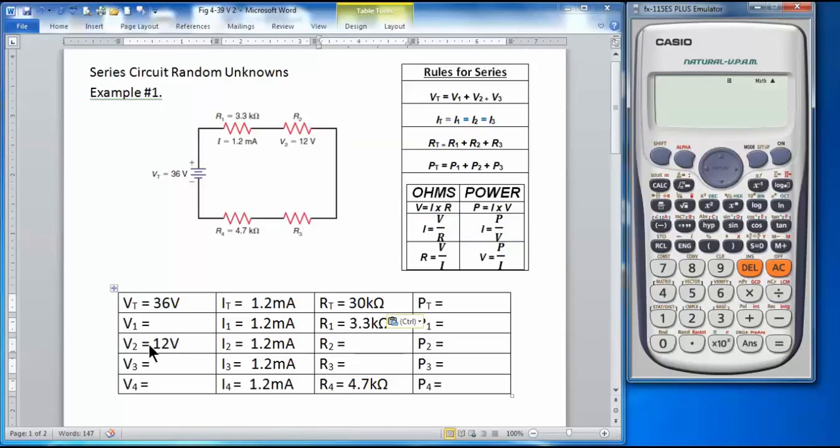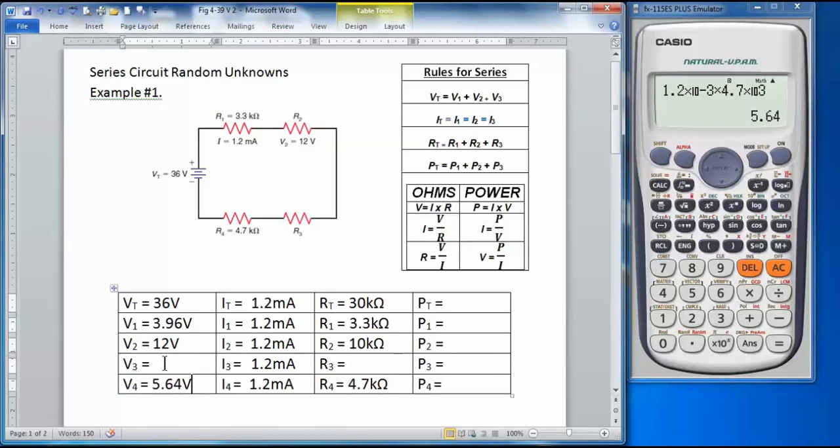The next thing I can solve for is R2. R2 is going to be equal to V2 over I2, as we see right here, V over I. So what is V2? 12 volts over I2, which is 1.2 times 10 to the negative third amps. When I hit equals, it's going to give me the value of R2, which is 10k ohms. I only have current for R3, so I don't have 2 of 3. I can't solve for it yet. But I can go ahead and solve for V1, which is 3.96 volts. Next I can solve for V4, 5.64 volts.